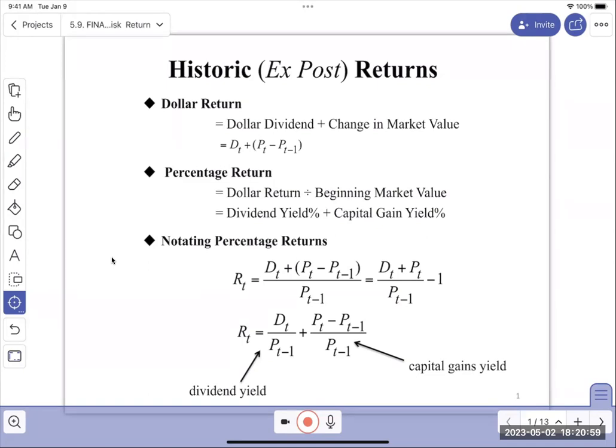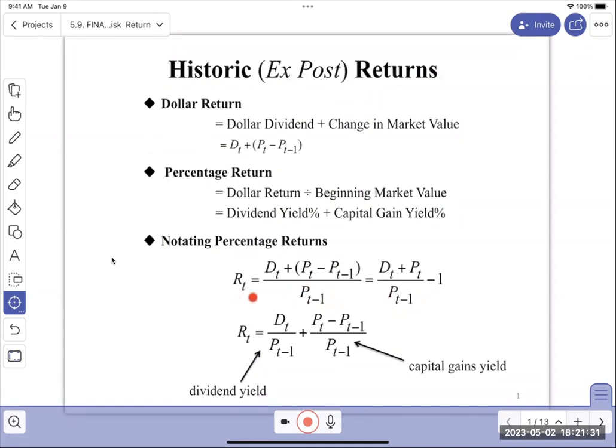We want to convert that, as you saw on the list of returns, to a percentage. So we need to compute this relative to something. We want to make it relative to the original price. So the percentage return would be taking the dollar return and dividing by the beginning market value. So I take each of these components and divide by the original market value.